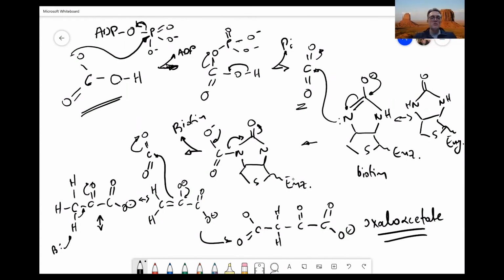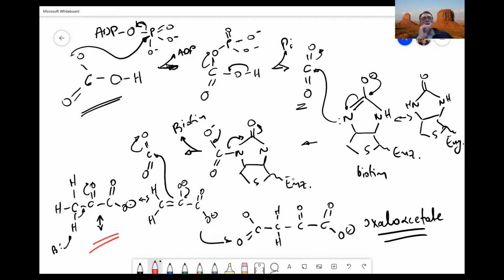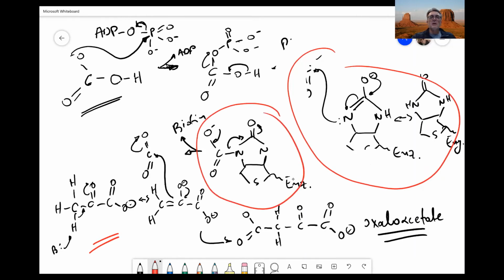So stabilization of the carbanion, keeping CO2 in place, and activating the carbonate. So here, stabilization of the carbanion is here. I don't know where this arrow came from. It was that arrow. So stabilization of the carbanion, keeping CO2 in place with biotin. I erased it by accident. Stabilization of the carbanion with biotin here, there it is, and activation also of CO2 by ATP hydrolysis.